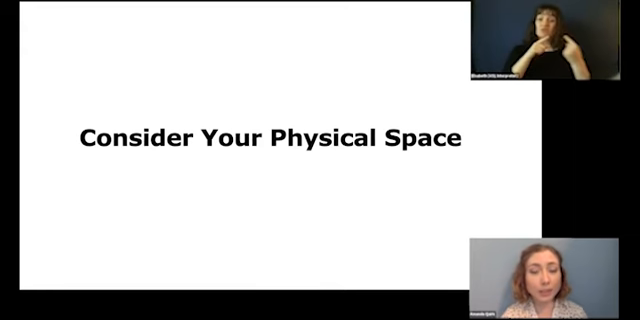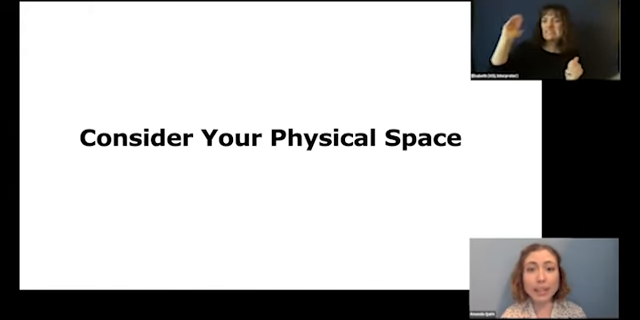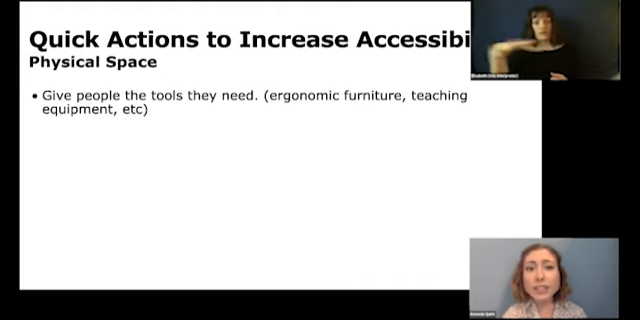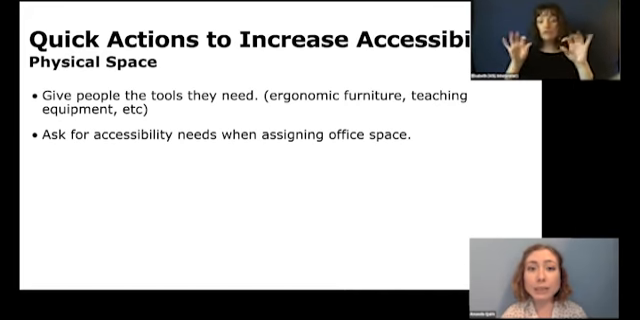And while it's really important to keep up those campaigns, I want to give you all some quick actions that you can do to increase accessibility of your physical space. First, give people the tools they need. Make it a routine to check for ergonomic furniture and have a supply of equipment to teaching available. Ask for accessibility needs when assigning office space. This could include asking what floor an individual needs to be on or their proximity to an elevator.